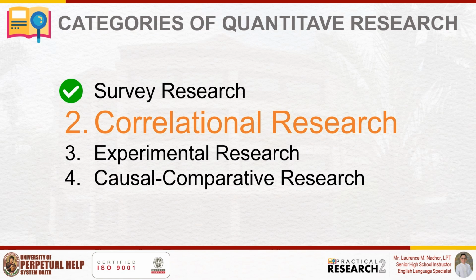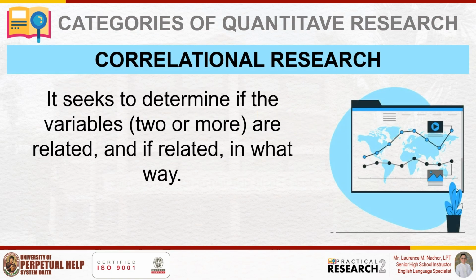We come now to the second one, which is correlational research. Correlational research seeks to determine if the variables, two or more, are related, and if related, in what way. Another thing, it examines relationships between two or more naturally occurring variables, but take note, without manipulating them. Without manipulating these naturally occurring variables.